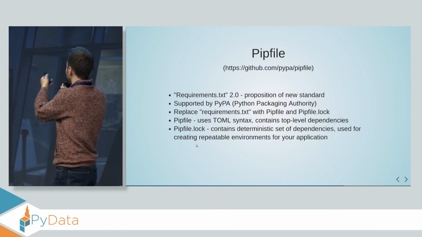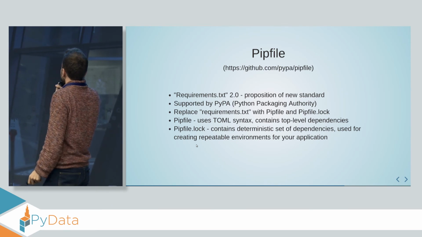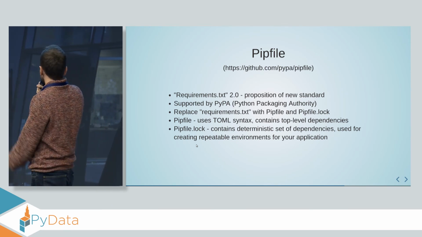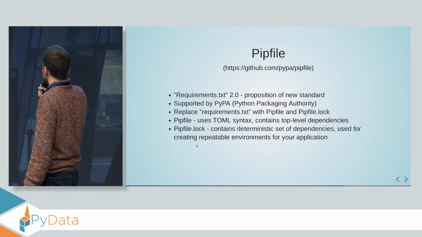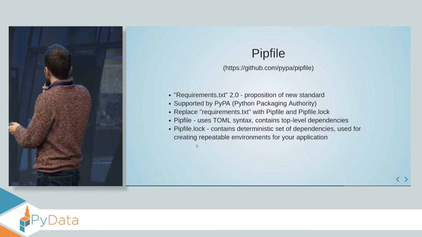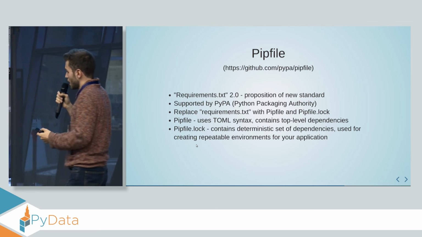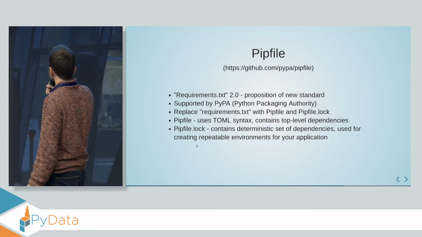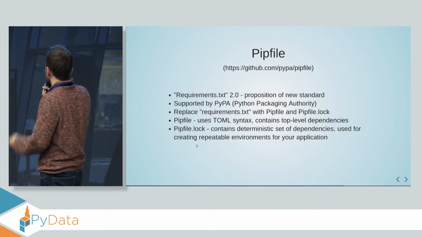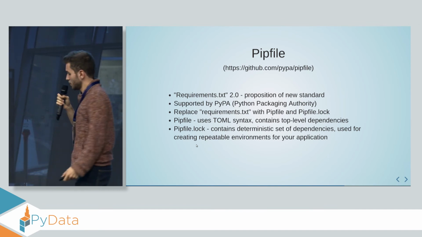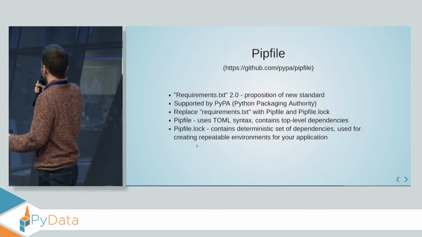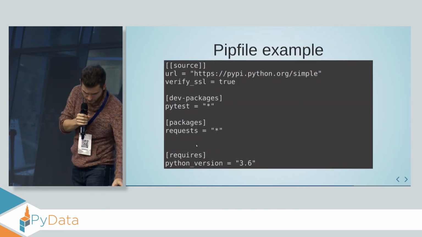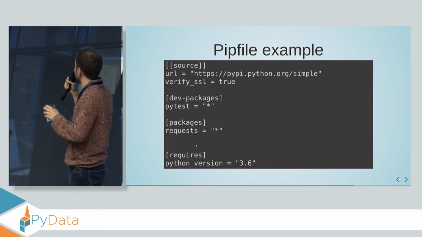With Pipfile being like the list for humans, which will only contain top-level dependencies, and the Pipfile.lock will contain all pinned dependencies with hashes and the source from which the packages should be installed. And they use the TOML syntax instead of just simple requirements.txt format. And that's an example of a simple Pipfile.